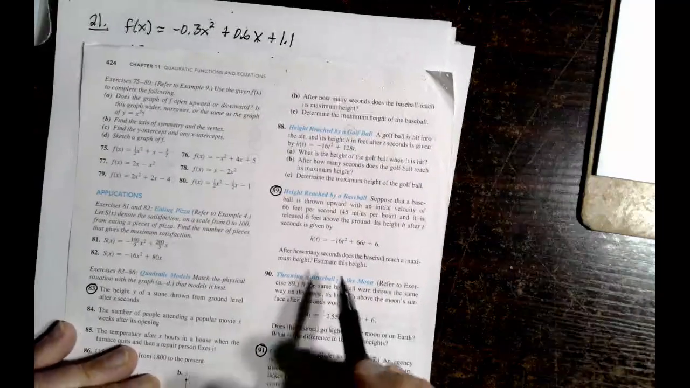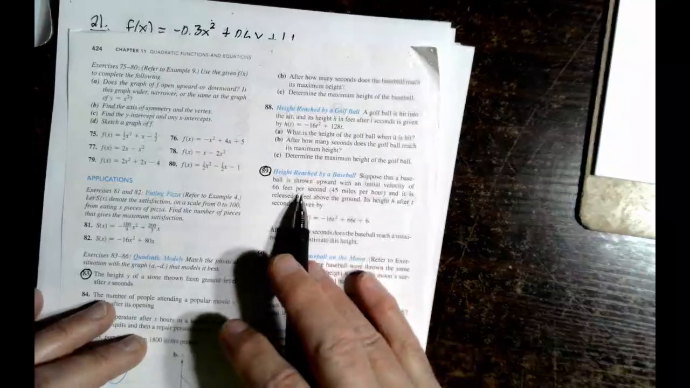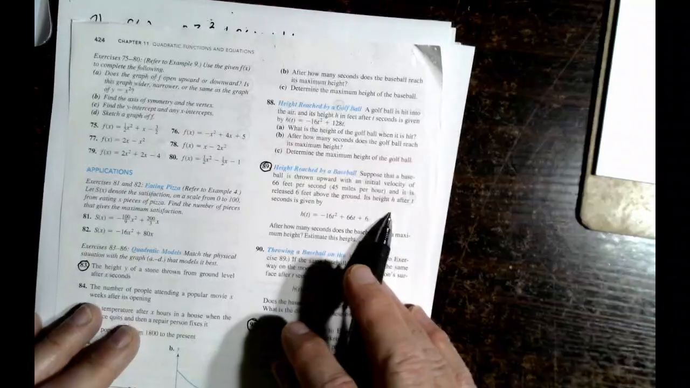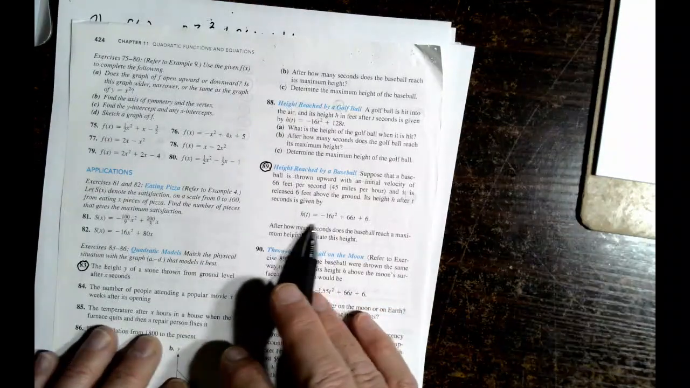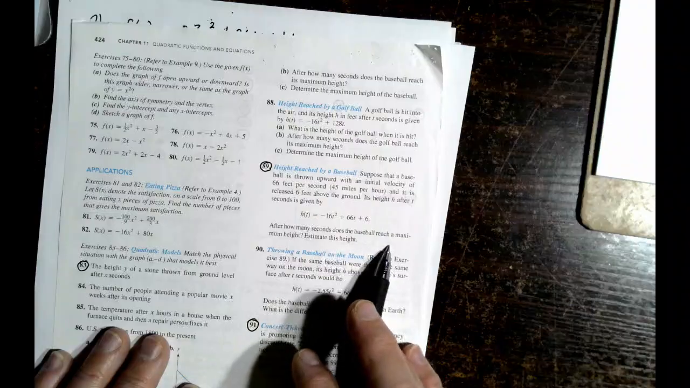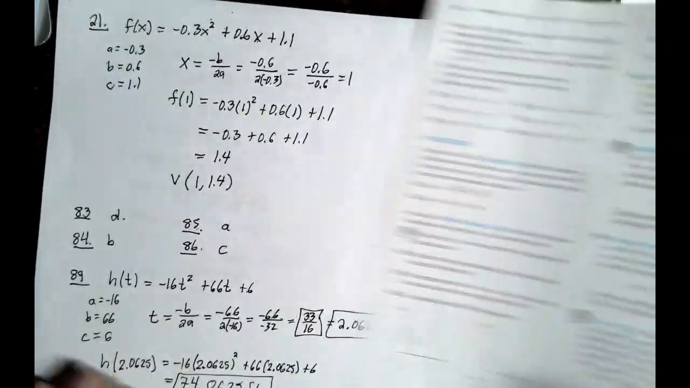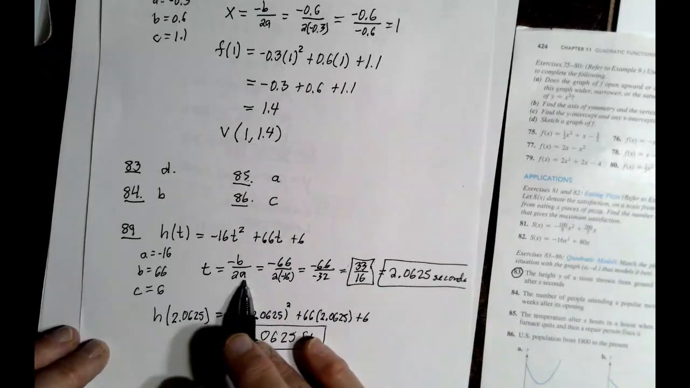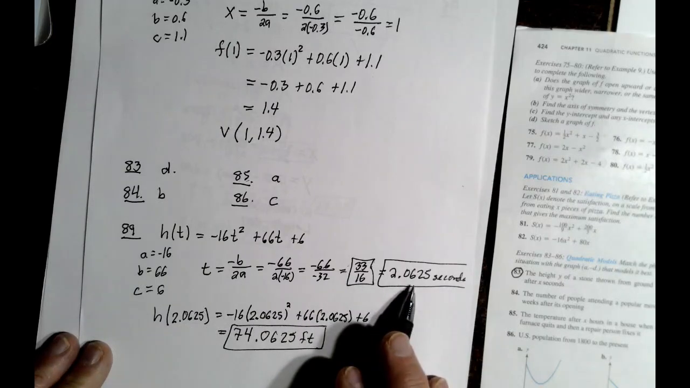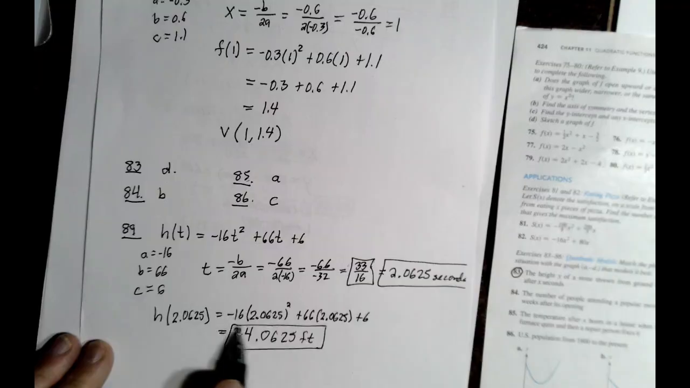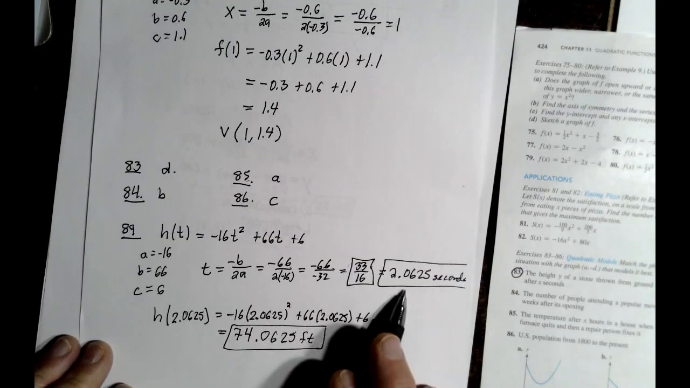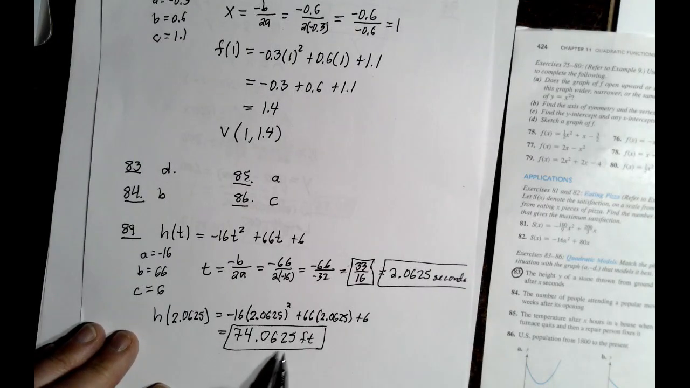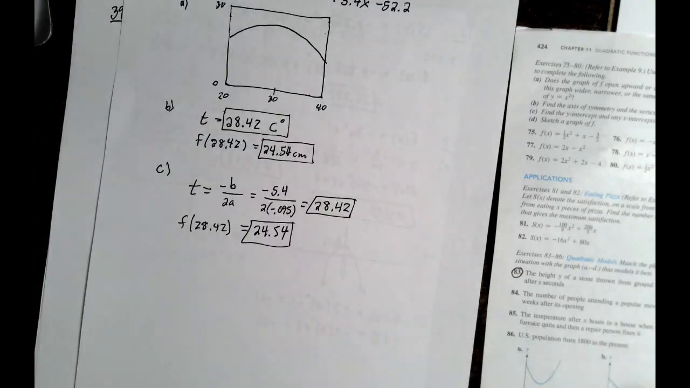89 says the baseball is thrown upward with a velocity of 66 feet per second, or 45 miles per hour, and it's released 6 feet above the ground. Its height h after t seconds is given by this formula. After how many seconds does the ball reach a maximum height, and estimate the height? So when they give you the quadratic equation, you just plug your a, b, and c into this equation here to find the x coordinate. And then you plug that into the function itself to find the y coordinate. So after 2.0625 seconds, it reaches a maximum height of 74.0625 feet. Alright.